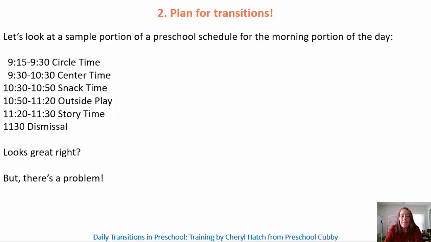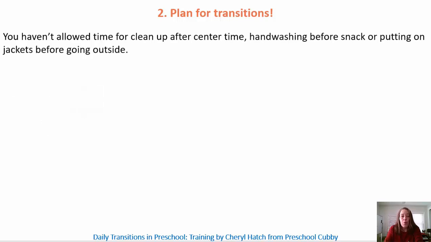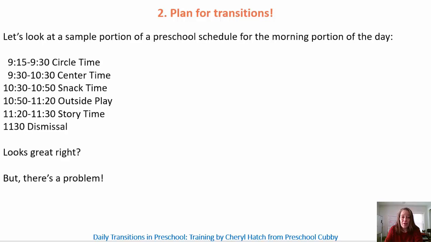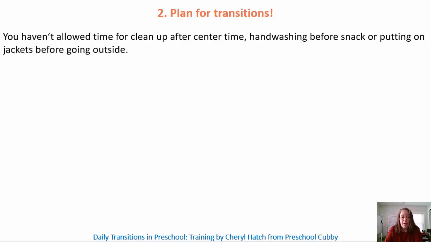And it looks great, right? But there's a problem with the schedule. We haven't allowed any time for cleanup time, any time for hand washing before snack, any time for putting on and taking off jackets. There's no time built into that. Let's look at that again. It's a pretty tight schedule.